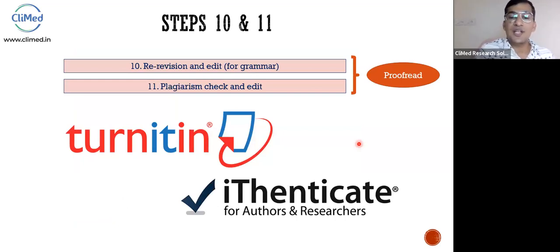And then the plagiarism check. There are two major software tools: one is Turnitin, one is Authenticate. As I always mention in my classes, there are two major plagiarism checkers, Turnitin and Authenticate. If you are following those, you have to keep in mind that for your papers, it should be less than 10%. For your thesis, some universities allow up to 15%, some allow only up to 10%. So your plagiarism should not be more than 10% in research papers.